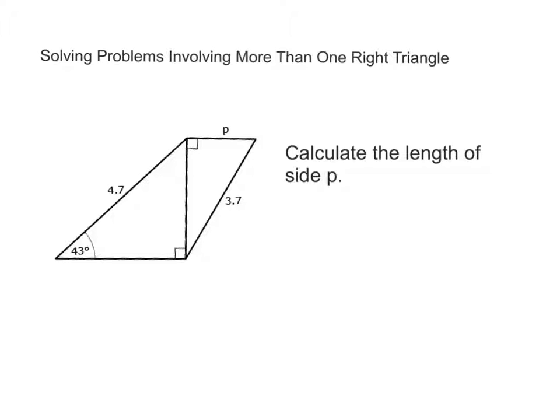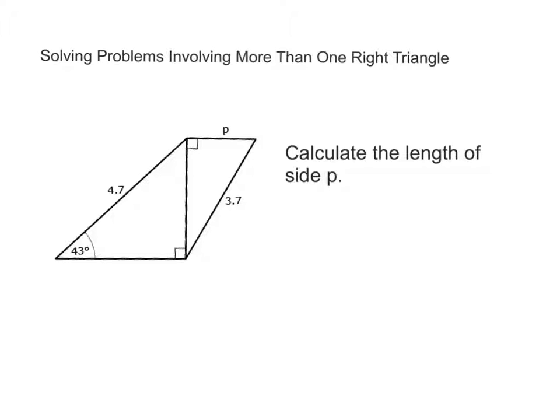And like I was saying before, to find a side length or an angle or whatever it is that you need in a right triangle, you have to have three pieces of information about that triangle. You have to have a right angle, which we have in that triangle up there. You have to have a side length, which we have, but we also need another angle or side length, and we don't have that in this triangle over here. And so we need to somehow find a side length or an angle in that triangle so that we can find side P.